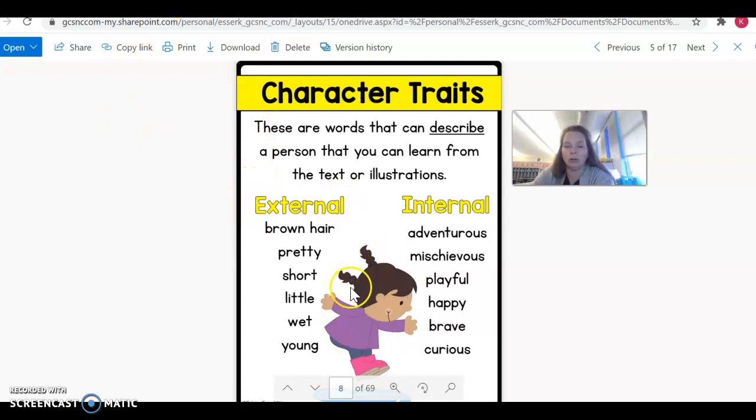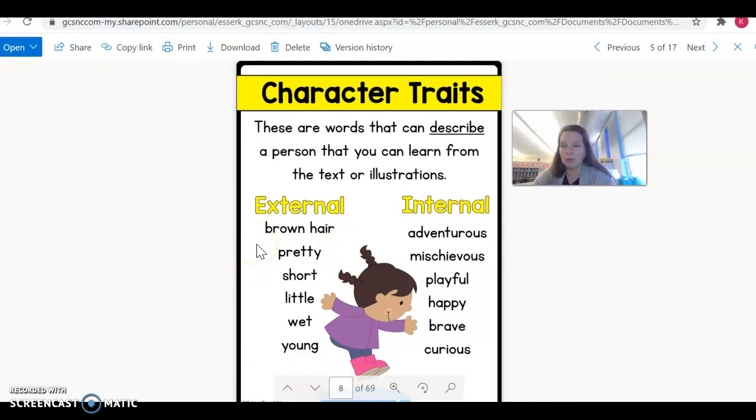So if I look at this little girl right here, on the outside, the external, she has brown hair, she's pretty, she's short, she's little, she's wet because she's jumping in a puddle, and she's really young. That's what I can tell from the outside.